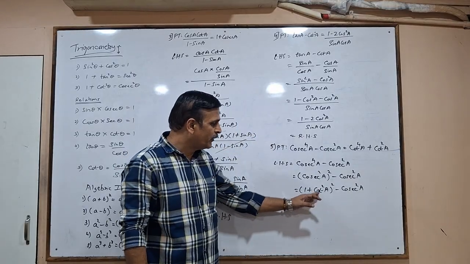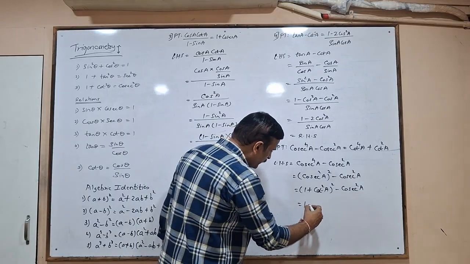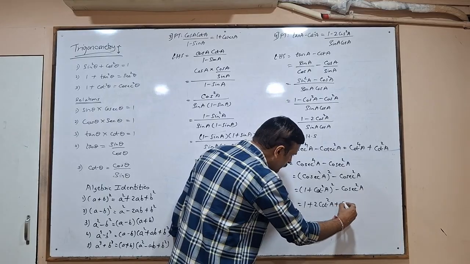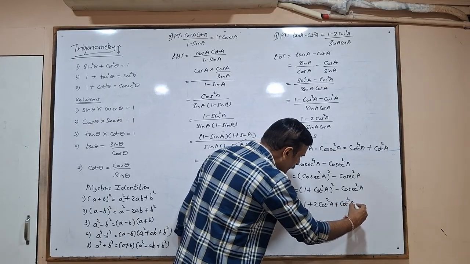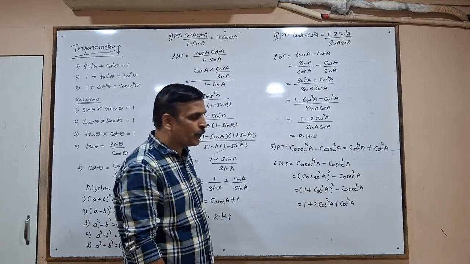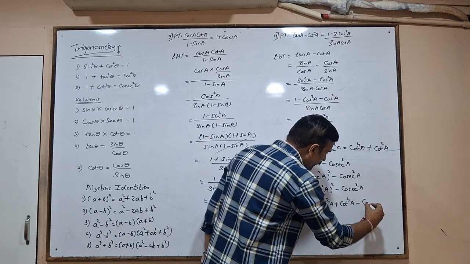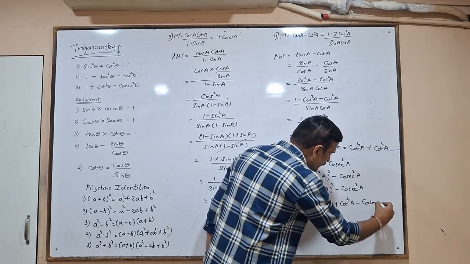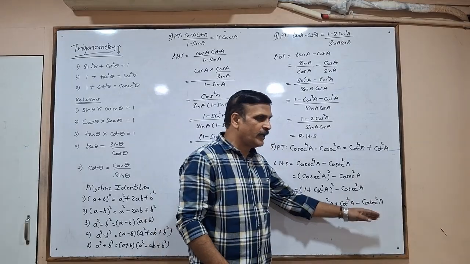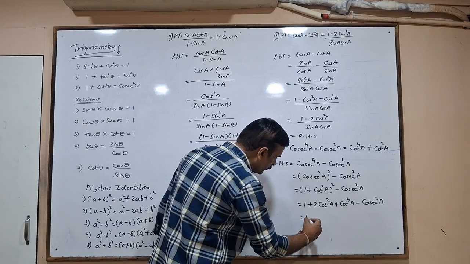Now this is of the form (a plus b) the whole square. Expansion: a square plus 2ab plus b square. My a is 1 and my b is cot square A. So cot square A's square is cot raised to 4 A, minus cosec square A. In the same step, you can write cosec square in terms of cot square. No problem. I am going to the next step, not an issue.